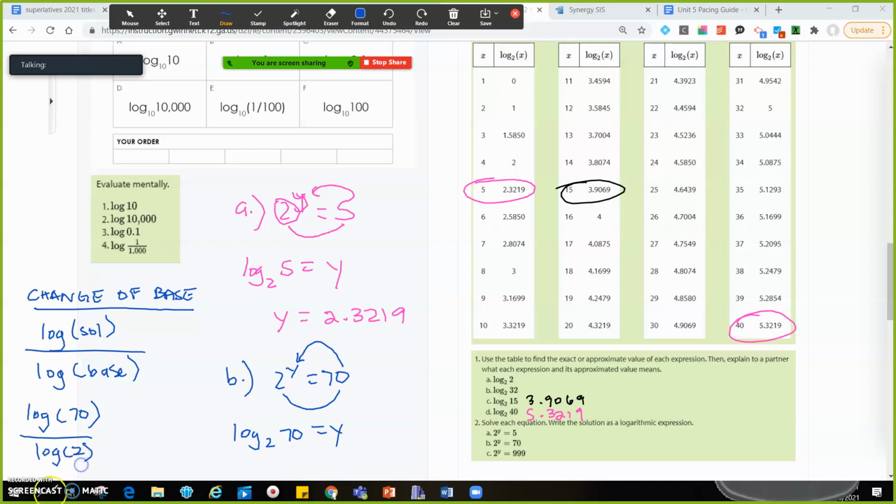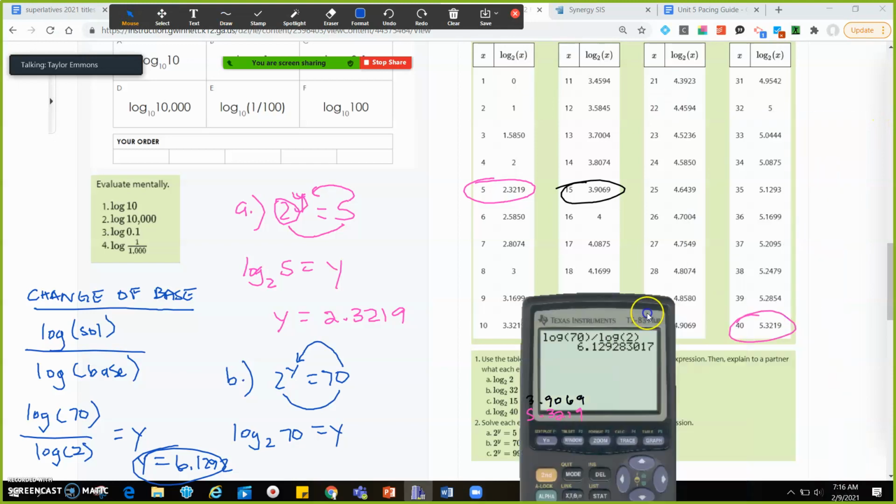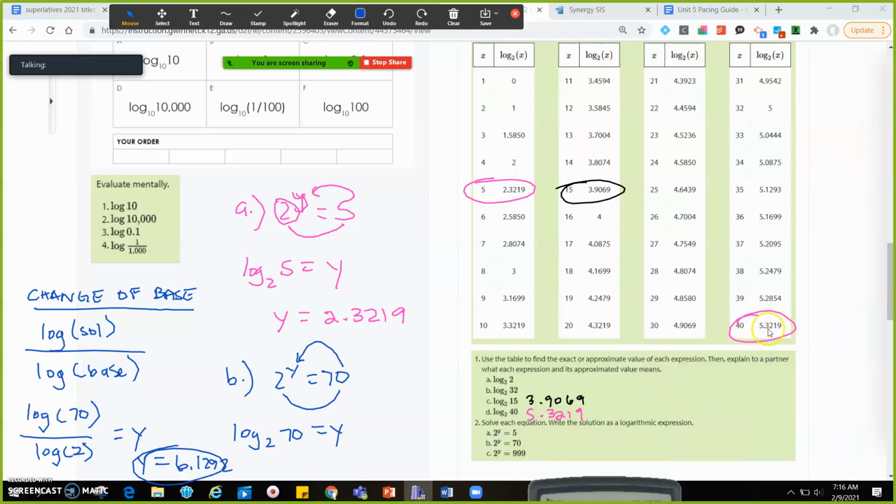So when I go into my calculator, I've got to make sure that I use my parentheses. So log of 70, close parentheses, divided by log of 2. That's going to give me 6.1292. So Y equals 6.1292. And that pretty much lines up with what we would see on the chart, because as we can see, 40 is roughly 5, or 32 is 5 right here.